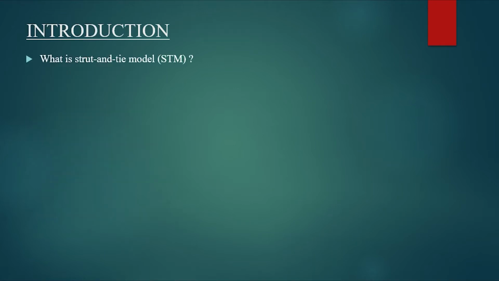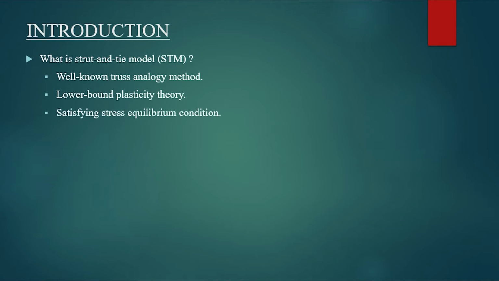Before we dive into the topic, we first must understand what a strut and tie model is. A strut and tie model is a well-known truss analogy method which helps to idealize the complex flow of stresses by using a pin-jointed truss. Strut and tie models encapsulate the lower bound plasticity theory, assuming the concrete and steel to be perfectly plastic, and certify the stress equilibrium condition with an implicit strength compatibility check.